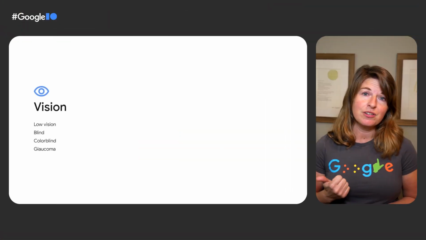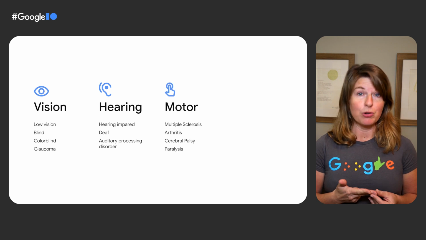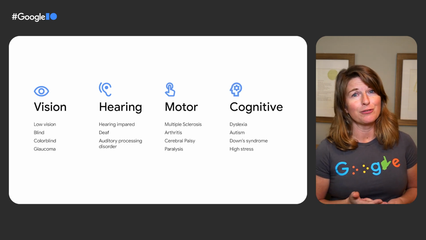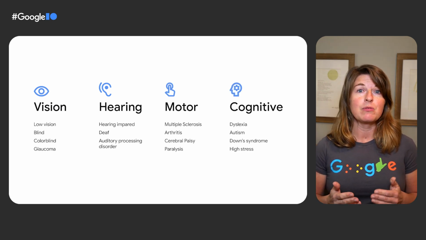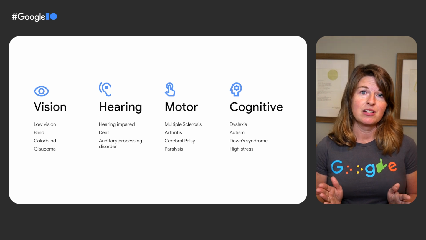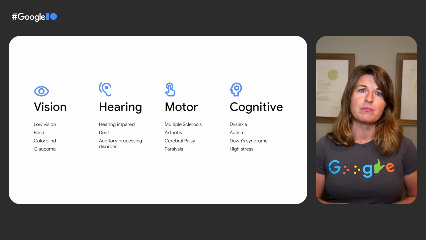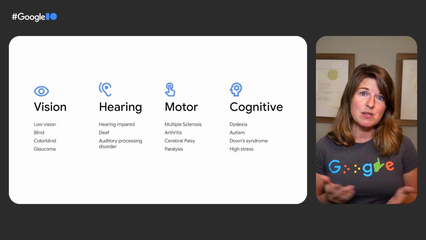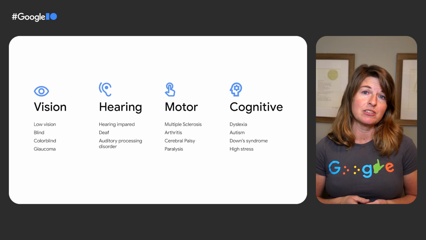So, how do we begin to think about the diversity of human ability? When it comes to accessibility, we focus on 4 main areas where users experience impairments: with vision, with hearing, with motor function, and with cognitive function. These are generally what we'd call permanent disabilities. But check out that last item there we have under cognitive, high stress. This may be a broader definition of ability than you're used to seeing.